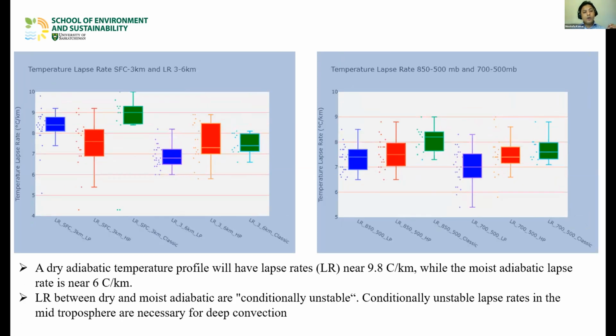Then we compared the temperature lapse rate at different levels. Here we compared the temperature lapse rate at 4 different levels: surface to 3 kilometers, and then 3 kilometers to 6 kilometers, and in the right panel you can see 500 millibar to 850, and also 500 to 700. So this is at different levels: the bottom level, the mid level, and the upper level. This adiabatic temperature lapse rate also defines the characteristics of the 3 different types of supercell.